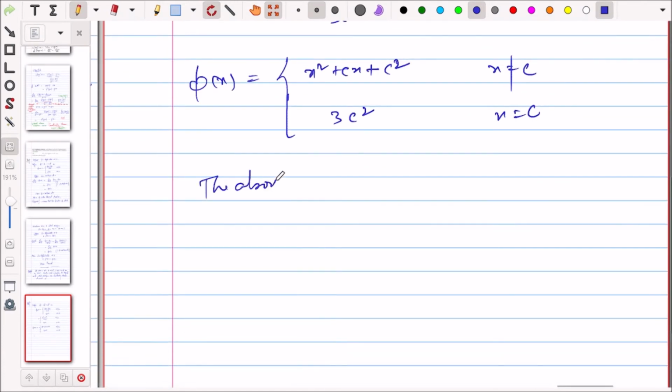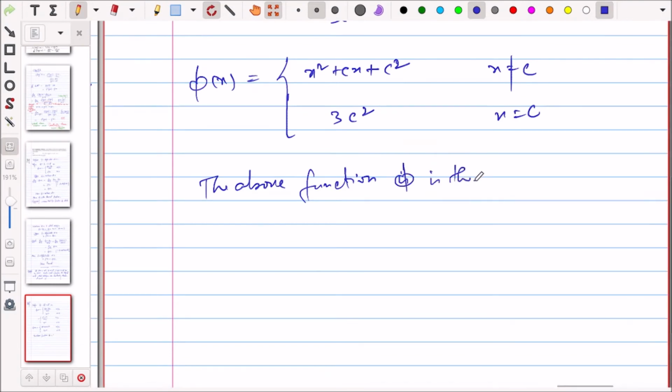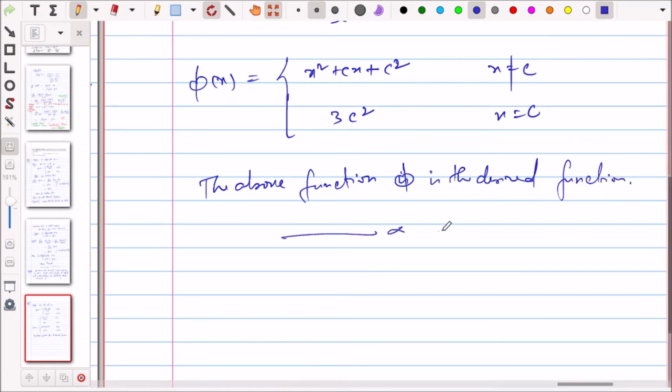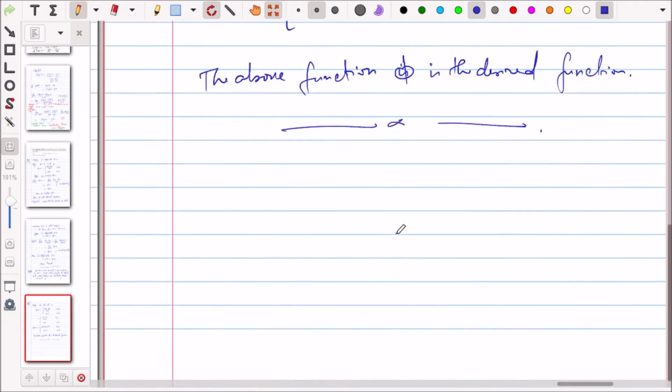The above function phi is the desired function. It is continuous at c also. You can see from here that taking the limit gives 3c square, which matches. So this is how you can find the function phi. Sometimes they might ask you to find the function phi, so just use this formula. Phi x should be equal to this, where f dash c is used at c. Is it fine everyone? Yes, sir.